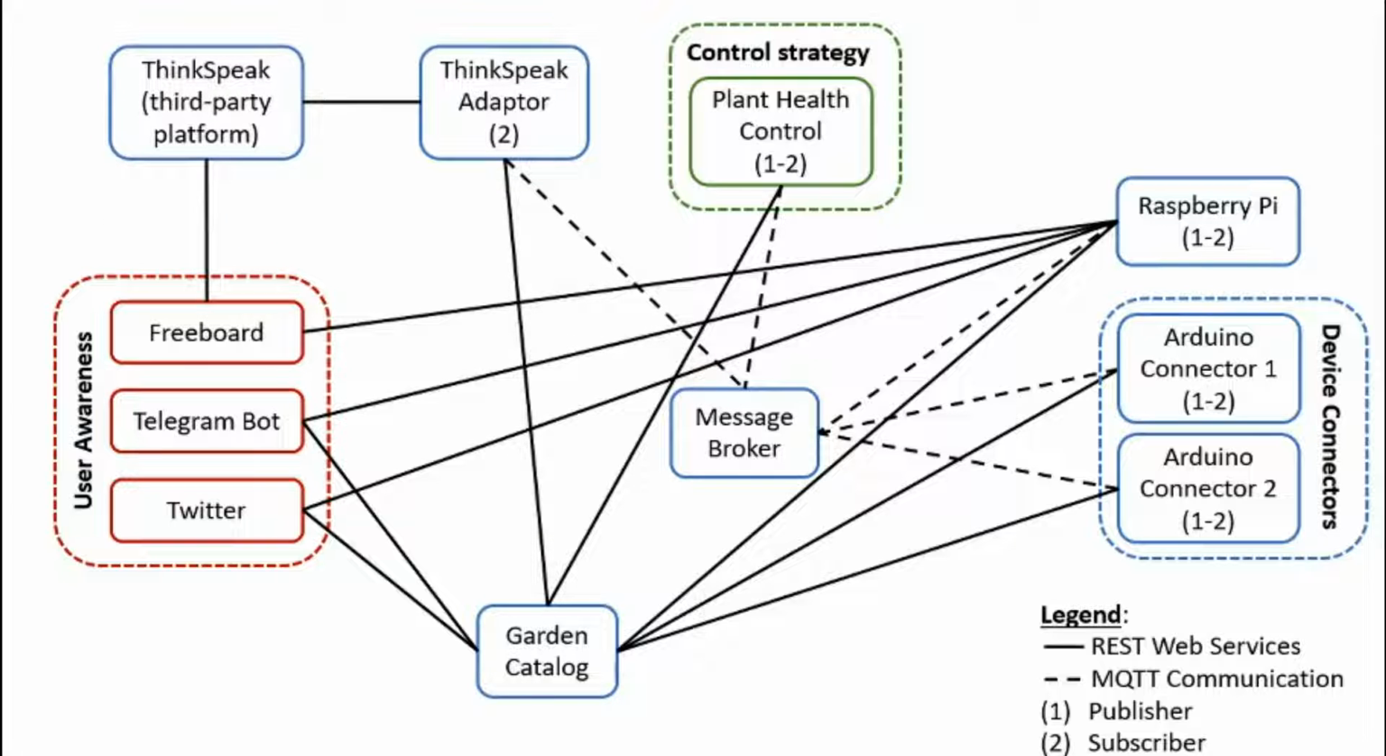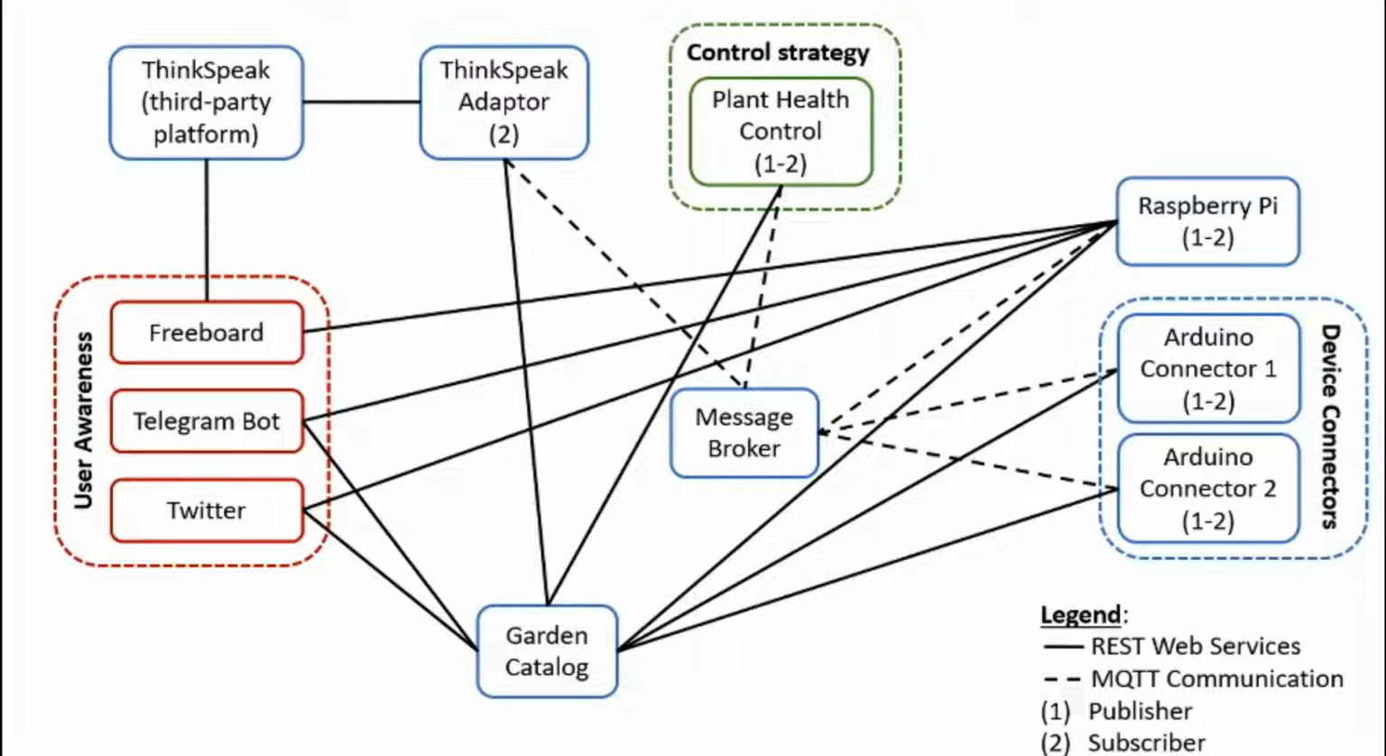The system also includes ThingSpeak, an open-source Internet of Things application that is utilized to store and plot data from our plants. ThingSpeak retrieves data thanks to the ThingSpeak adapter that, as the plant health control, is represented by the Raspberry. The ThingSpeak adapter receives data from the plant health control exploiting MQTT protocol and sends them to ThingSpeak through the REST method GET. Users can also visualize data in a friendly way through Freeboard.